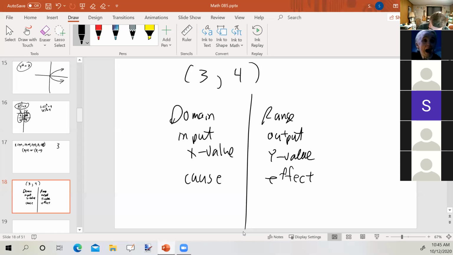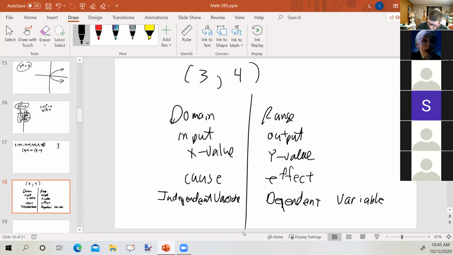I'm going to write down one more thing on my list here. I'm going to say independent variable, dependent. See, is it ANT or ENT? Dependent. I think it might be ENT. Variable. We'll never know.